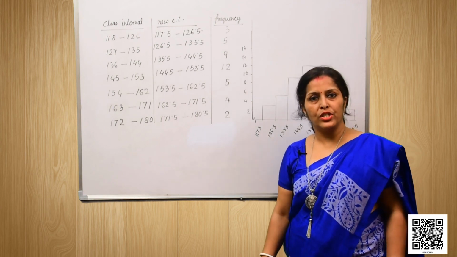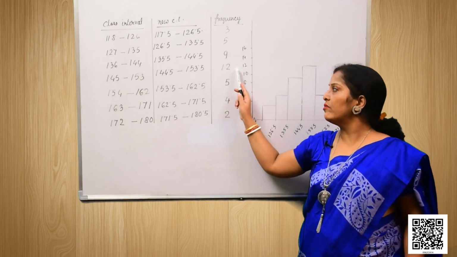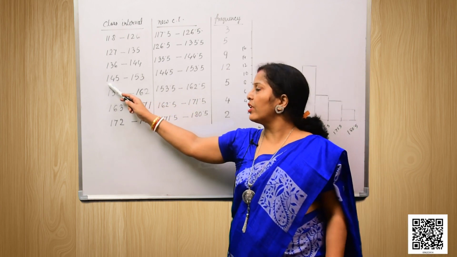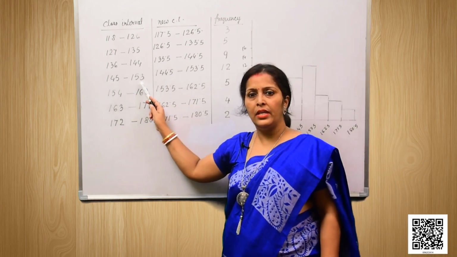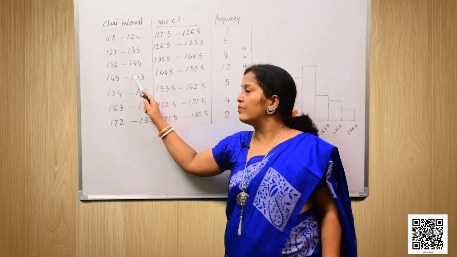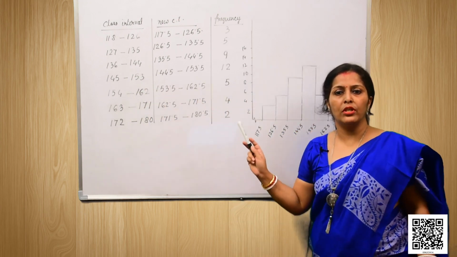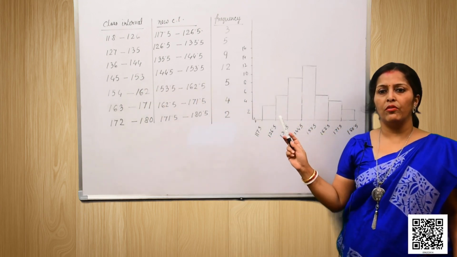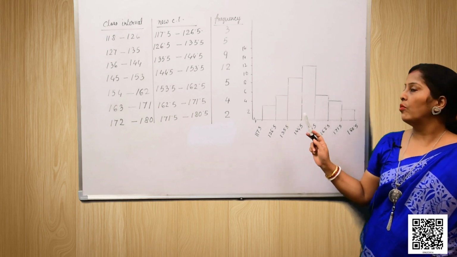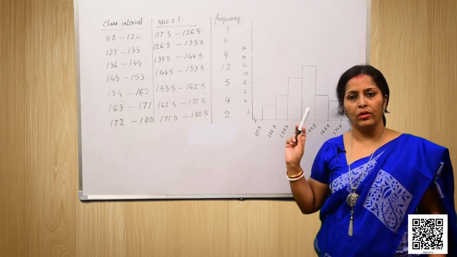We can come to the conclusion that the highest one, that is 12, is in the limit 145 to 153, and since we are not including this 153, we can come to the conclusion that the maximum number of leaves are not of 153 millimeter long.